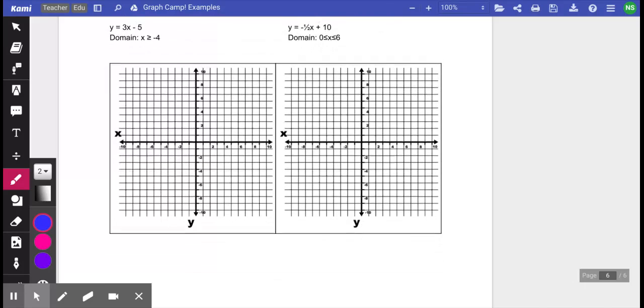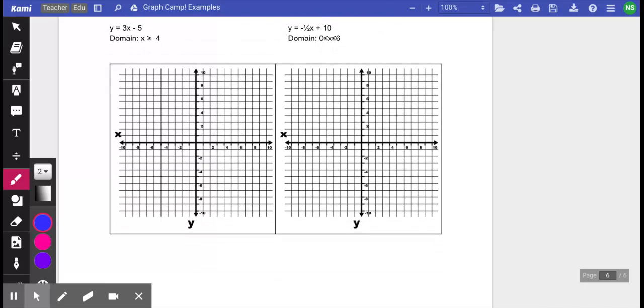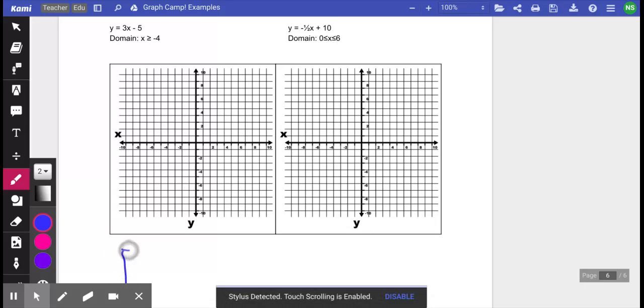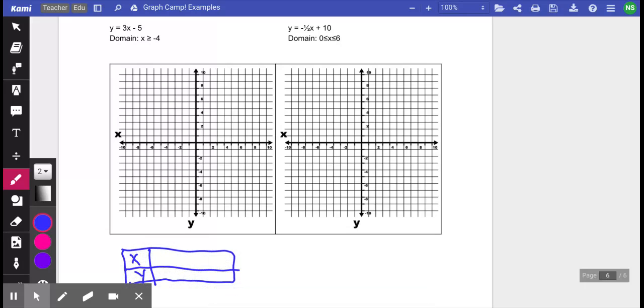In our first example, we have y equals 3x minus 5, and we have that domain restriction of x is greater than or equal to negative 4. So I'm going to make a function table. I have x and y. And I always want to use the value or values they give me. So negative 4 will be my starting point.